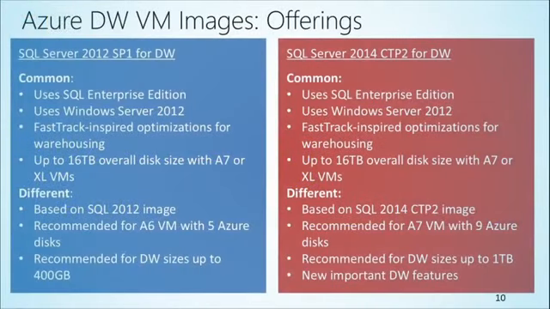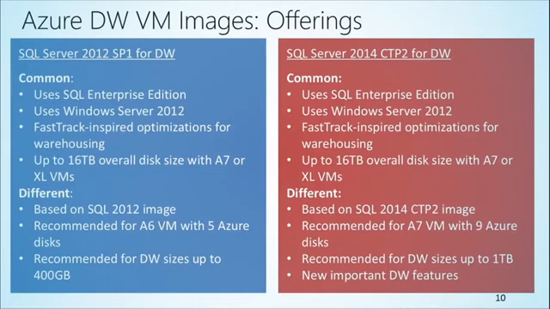So here you see in one big picture, the different offerings that we have around VM images for data warehousing. The first one is for SQL Server 2012, and the other one is for SQL Server 2014 CTP2. They have a couple of parts in common. They're both based on Enterprise Edition. They're both using Windows Server 2012. And both of them have been optimized using the Fast Track optimizations and the Fast Track best practices that we already used to tune and optimize data warehousing appliances for on-premise workloads. We've basically just taken those learnings and best practices and applied it to Azure and our VMs in the cloud.